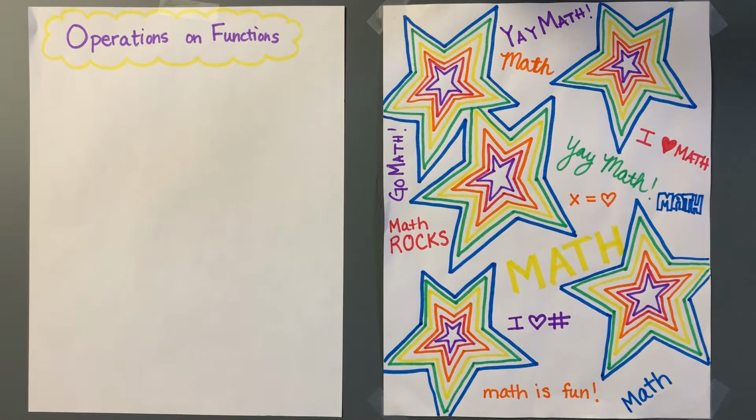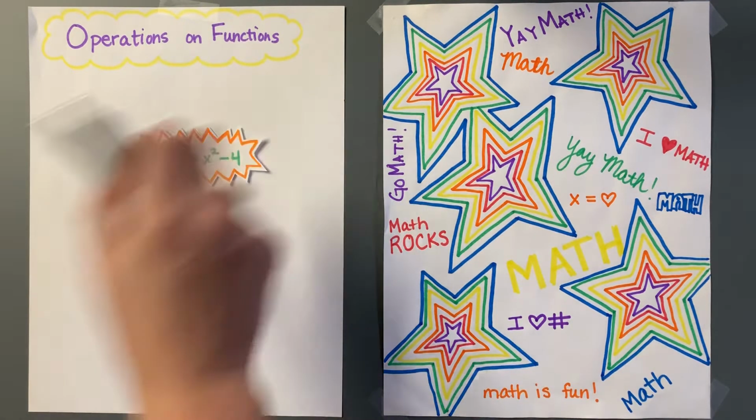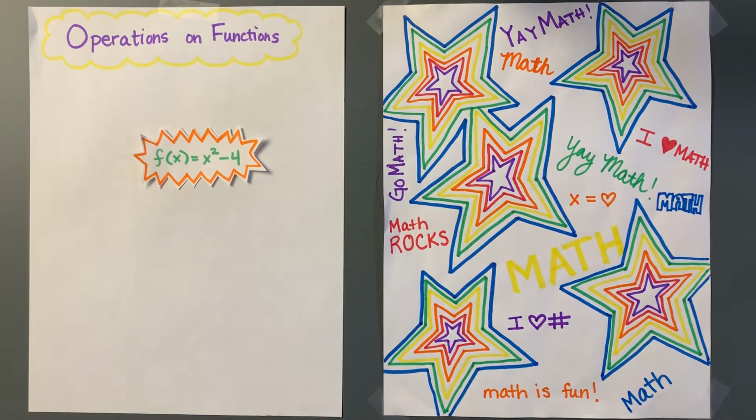Hi, welcome back. In this video, we're going to be looking at operations on functions. Before we get into operations on functions, I want to talk about functions in general. So I'm going to start with the function f of x equals x squared minus 4.